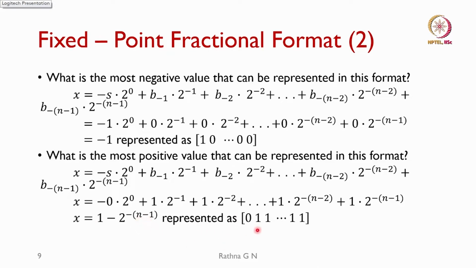In the binary format we will be representing it as 0, the point is not given any place, a bit value is given only for the fractional part. So, it will be 0 point all ones, or in the processor it will be taken as 0 1 1 1 1. But the notation for us is that x equal to 1 minus 2 power minus n minus 1 will be the largest value I can represent in this format.